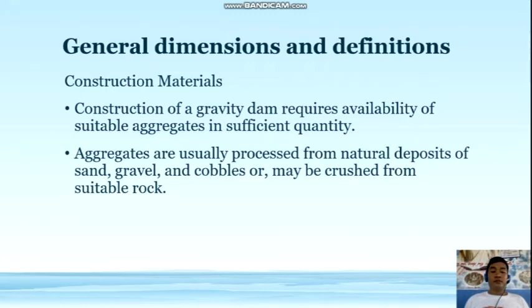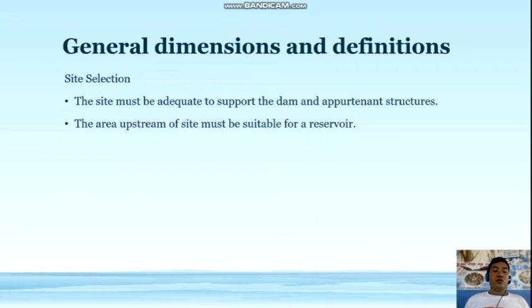Construction materials. Construction of a gravity dam requires availability of suitable aggregates in sufficient quantity. Aggregates are usually processed from natural deposits of sand, gravel, and cobbles, or may be crushed from suitable rock. Site selection. The site must be adequate to support the dam and pertinent structures. The area upstream of site must be suitable for a reservoir.